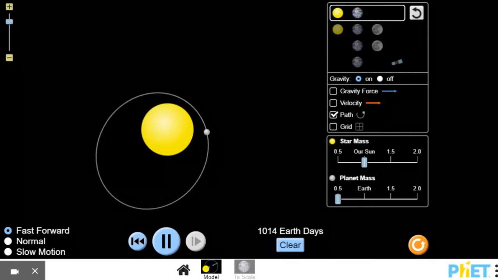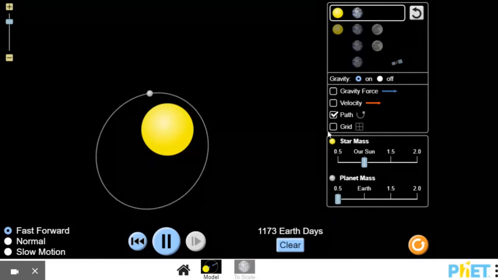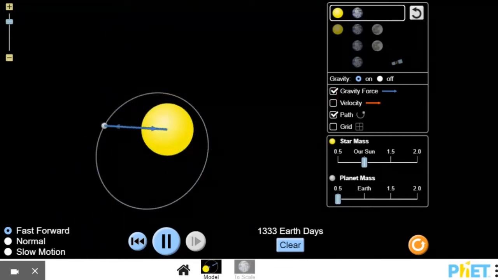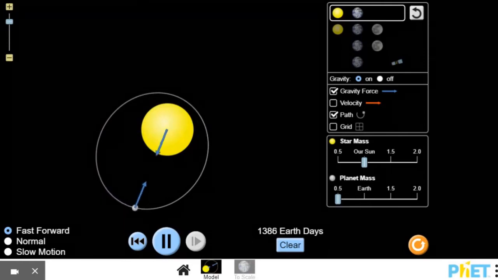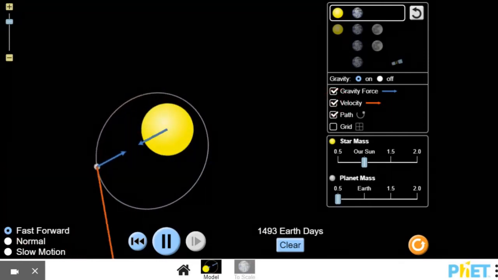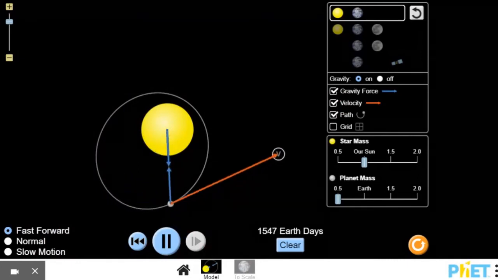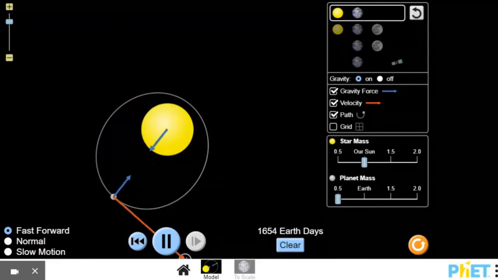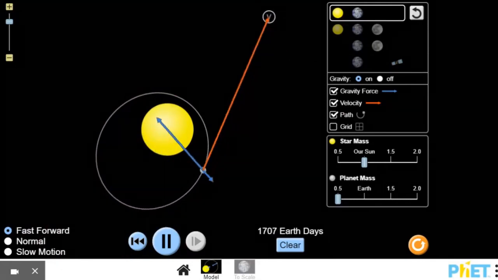But in order for that orbit to stay stable, the velocity has got to increase when the gravitational force increases. So if I put the gravitational force on, you'll notice the force goes up considerably as it gets much closer to the Sun, which means the velocity has to be increasing as it goes around as well. So it moves much faster through that little bit of the orbit where it's close to the Sun. And a lot of comets behave like that.